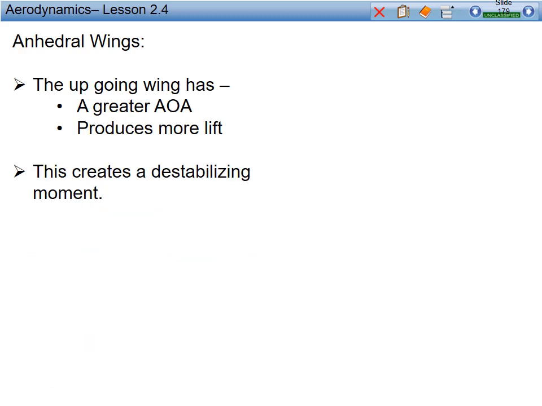Conversely, anhedral wings slope in the opposite direction. This creates a destabilizing moment as the upgoing wing produces more lift because of greater angle of attack. The upgoing wing will continue going up, causing the airplane to be unstable in the lateral channel. Anhedral wings are the greatest negative contributor to lateral static stability.